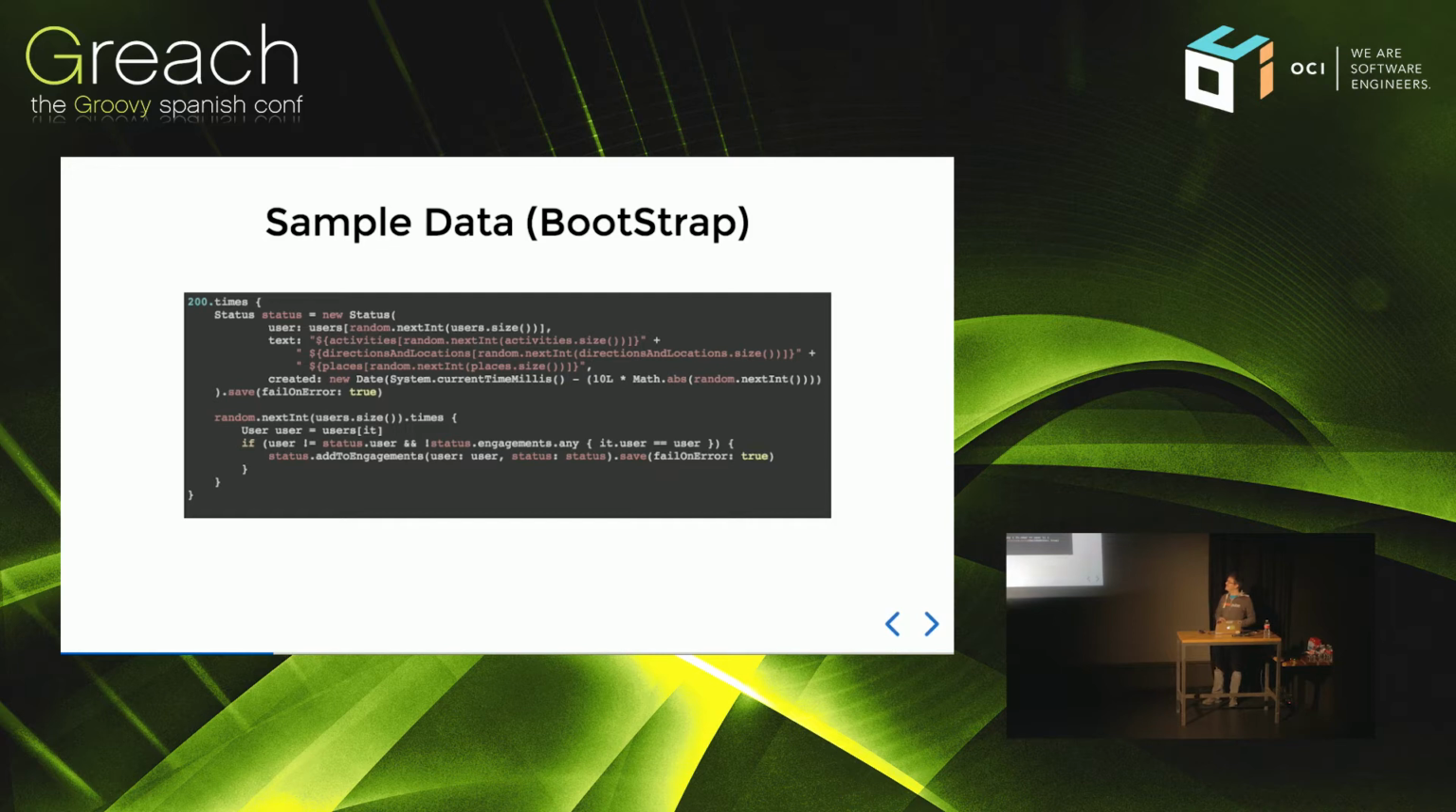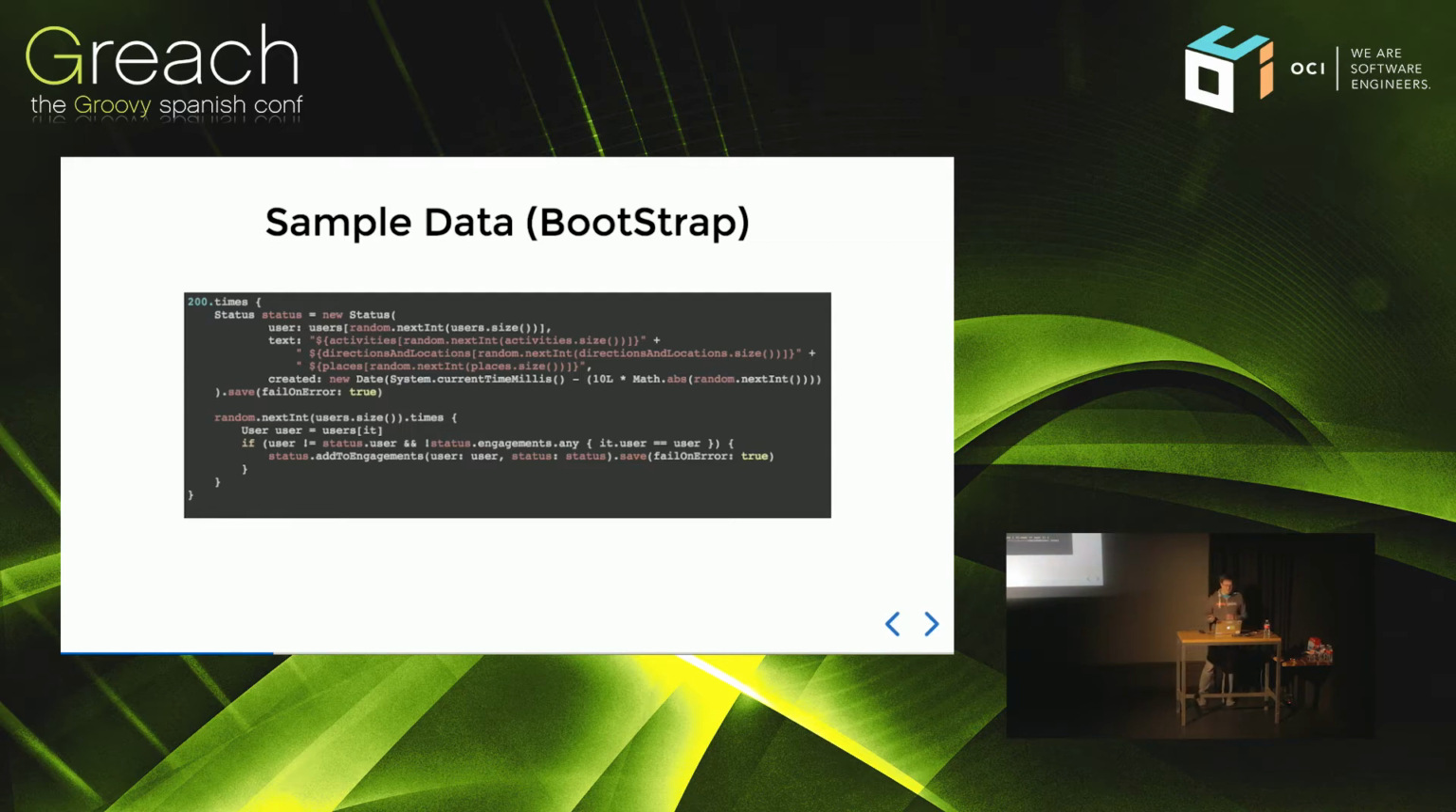Actually, there are like 20 Scottish towns in there in an array. And you just generate some random stuff. You generate some random engagements in here. So this is where you generate the statuses, and then this is where you assign new engagements or likes.